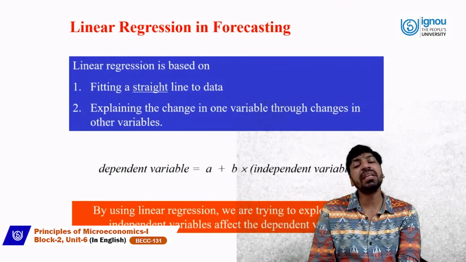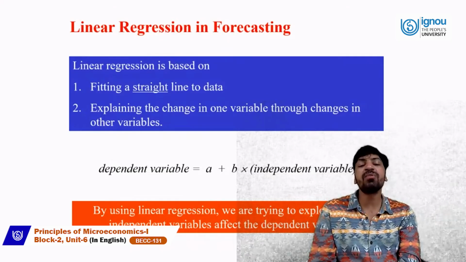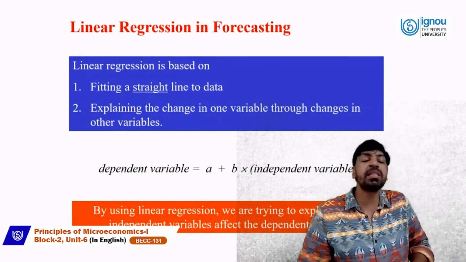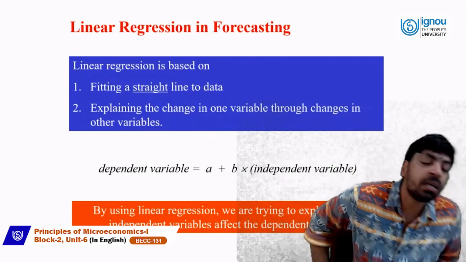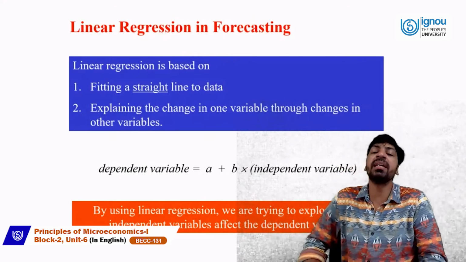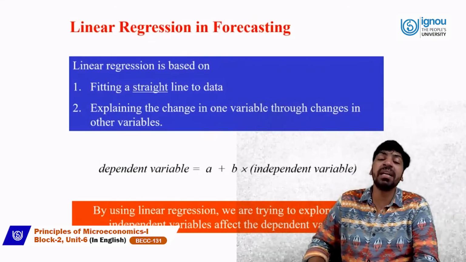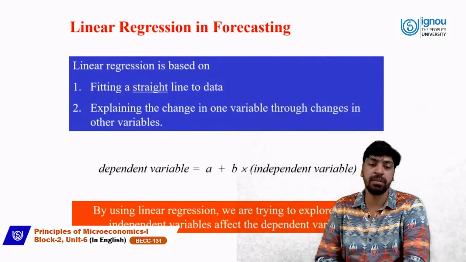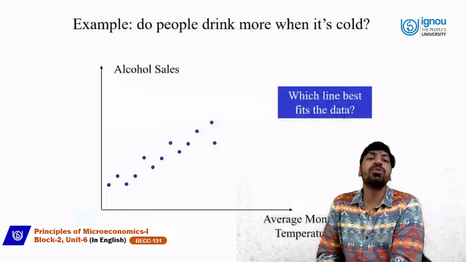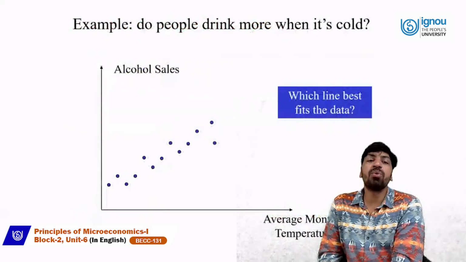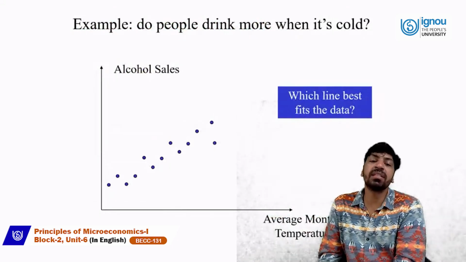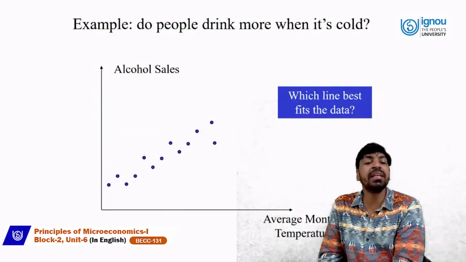By using the linear equation, it always tries to explore which independent variables, whether it would be labor, wages, or any other, affect the dependent variable or not. Let's take an example. Do people drink more when it's cold? So automatically, which line best fits the data, that's called linear regression.